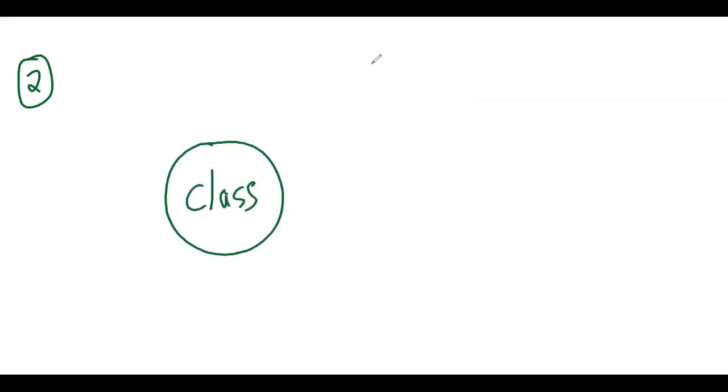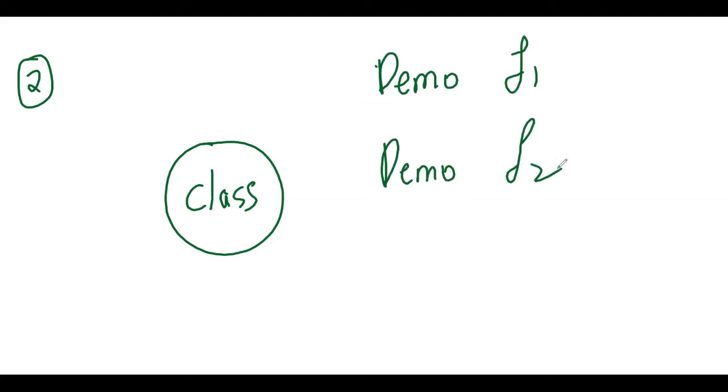Now, second case. One director in a company decided to invite 3 guest faculties to decide whom should be given the chance to teach the subject to the students. So this is a class. There are 3 demos: demo of faculty 1, demo of faculty 2, and demo of faculty 3.